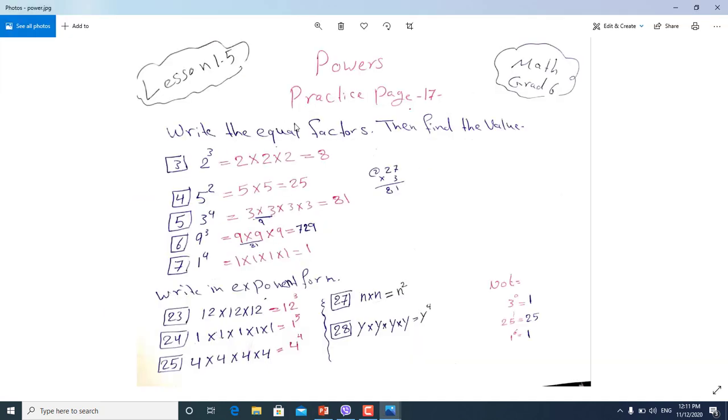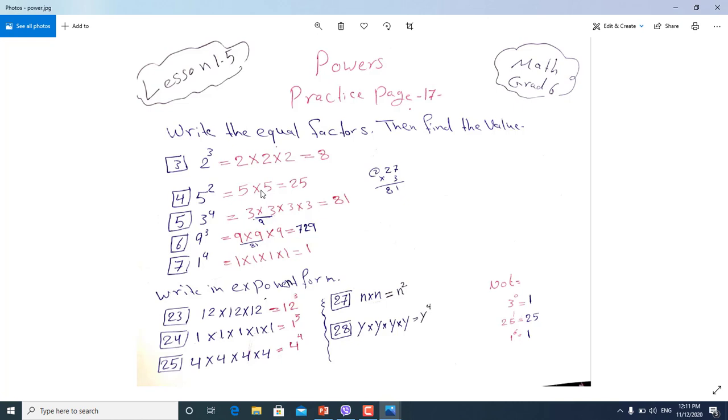Students, let's solve practice page 70. Write the equal factors, then find the value. From number 3, we have 2 exponent 3. You can say third power of 2. And this 2, it is a factor repeated 3 times. So 2 times 2, it's 4. 4 times 2, it's 8. And 5 exponent 2, or you can say second power of 5, that means this 5 is repeated 2 times.